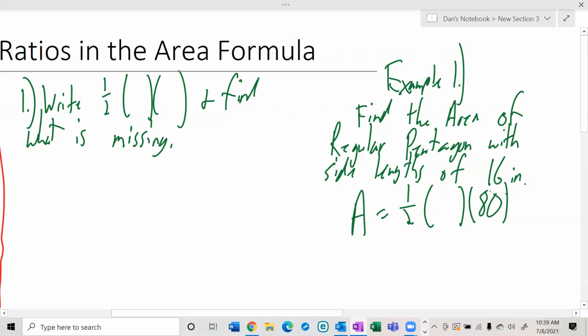So we got 80. What do we not know? Which one can't we figure out? We don't know the apothem. So step 2. We are going to draw and label the little right triangle. Draw and label the right triangle.